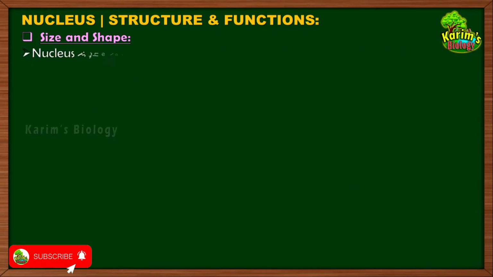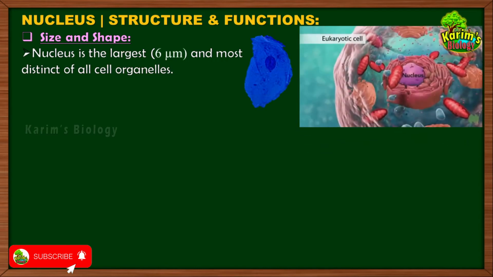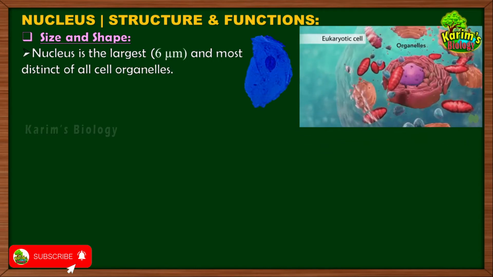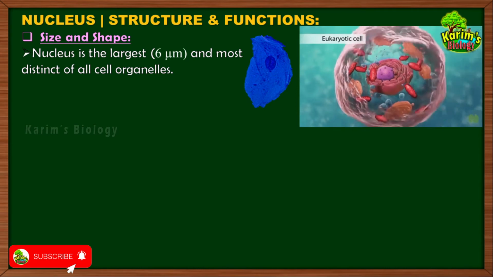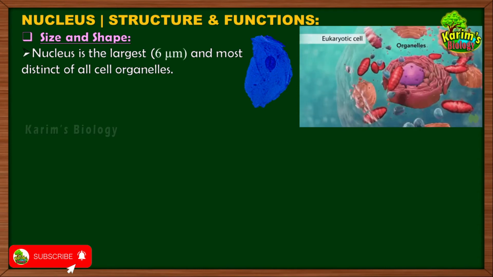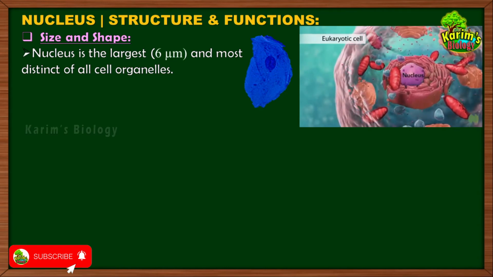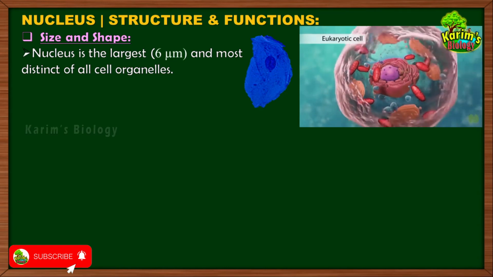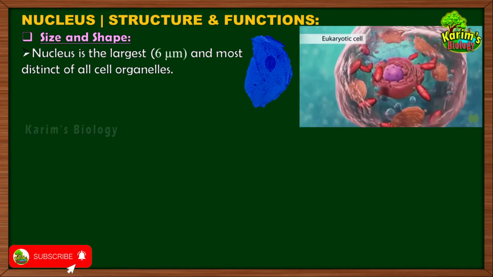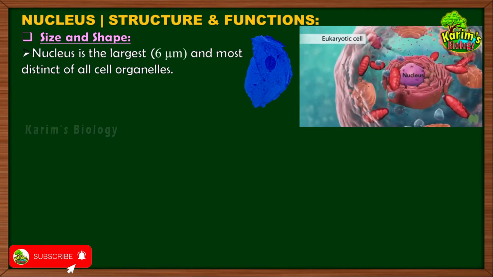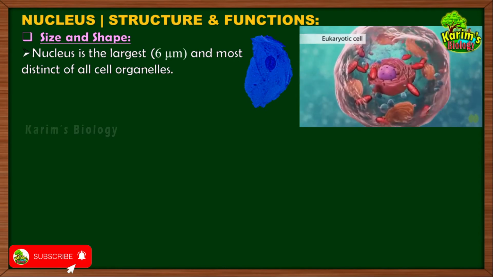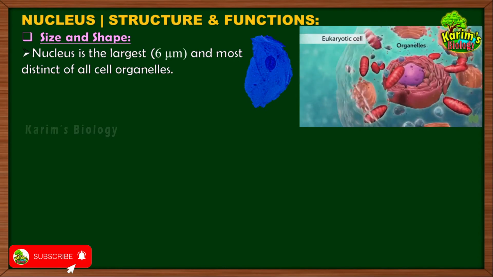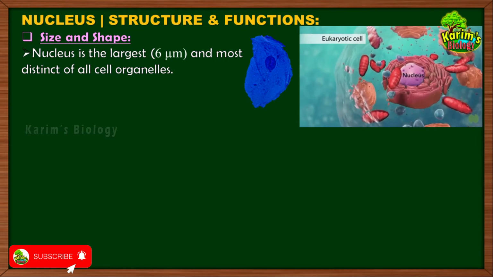Now, what is the size and shape of nucleus? Nucleus is the largest and most distinct of all cell organelles. The cells have so many cell organelles such as nucleus, endoplasmic reticulum, Golgi apparatus. Like that, there are different types of cell organelles present in the cell. But among all the cell organelles, the largest one is nucleus. When I say that nucleus is largest, it doesn't mean that it is as large as a rock. It means that it is largest when compared to other cell organelles.